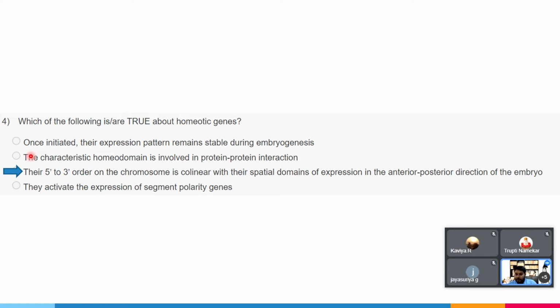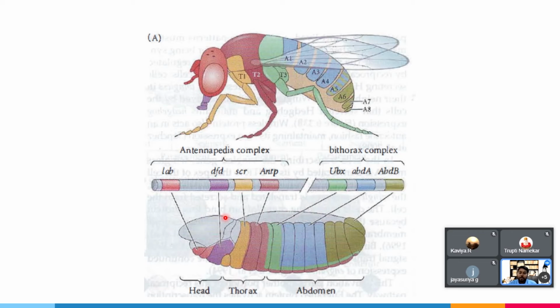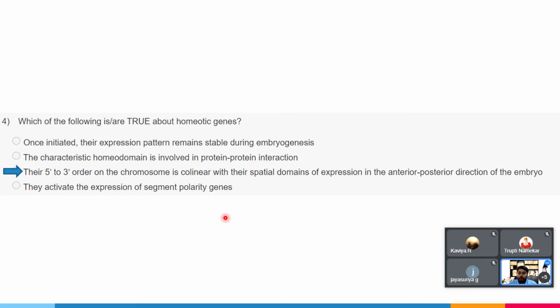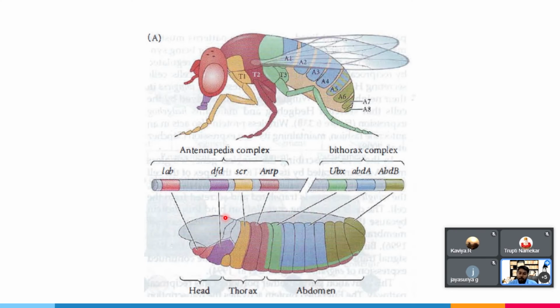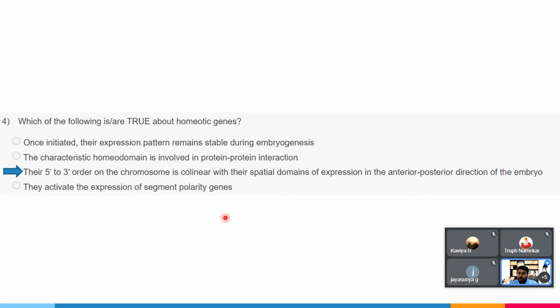So number one is not correct. Once initiated, the expression pattern remains stable during embryogenesis. That is not true, because as the embryo develops, its structure will change. Once their expression is established, it does not mean that it will continue to be expressed in that region. But when you lineage trace those cells, you will know that those particular cells only give rise to a particular region. So does anyone want to ask anything on this?